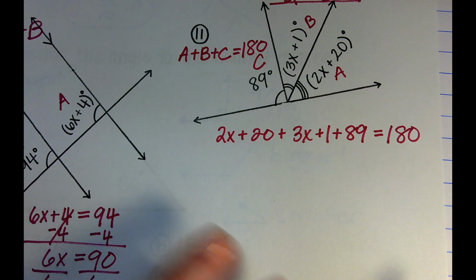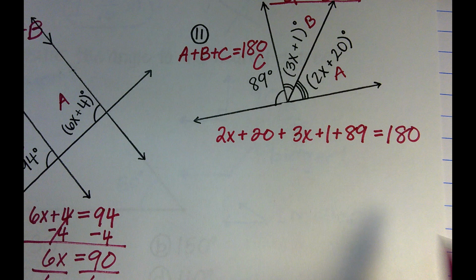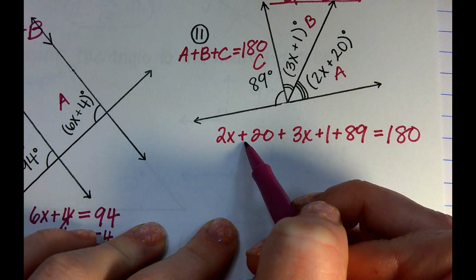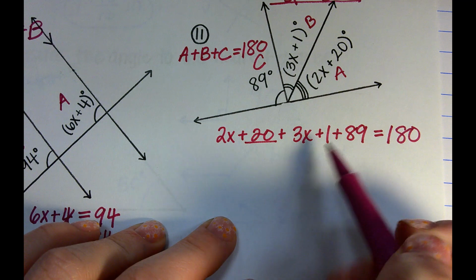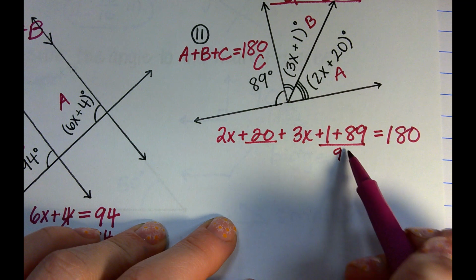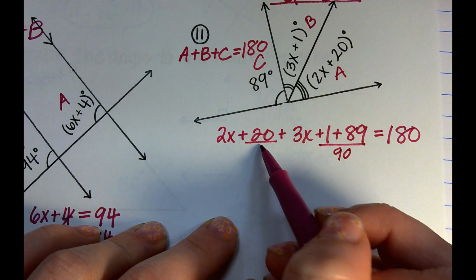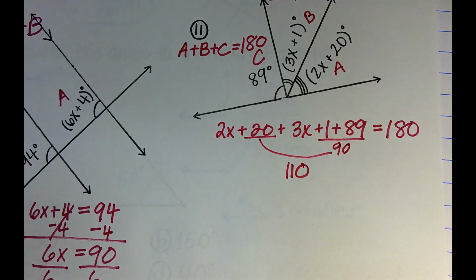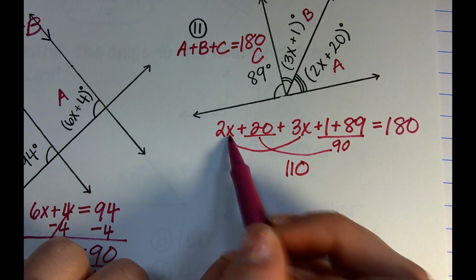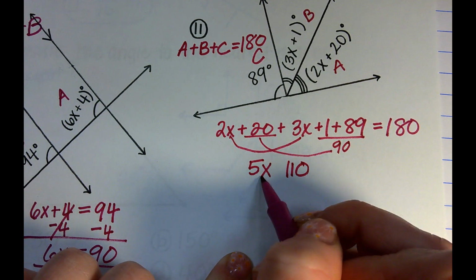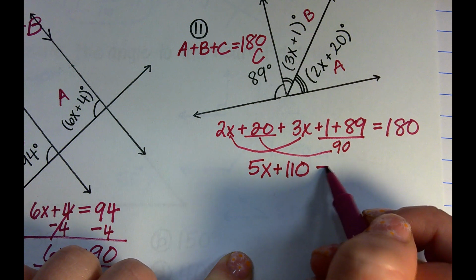Combine like terms. You want to mess with the x's or the non-x's? The non-x's, it doesn't matter. So we've got 20, what else? 89 and 1. 89 plus 1 is 90, plus 20 is 110. Yep, 110. 3x plus 2x equals 5x. Plus 110.